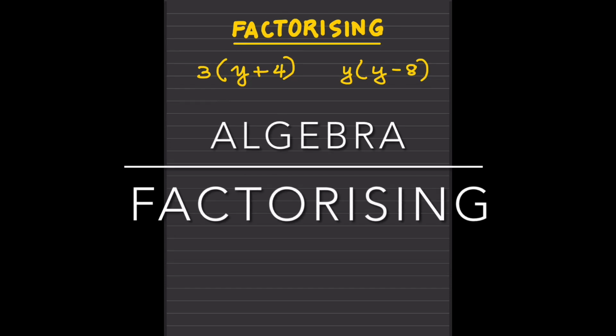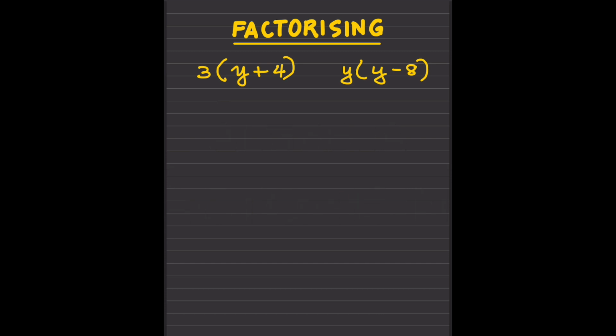Okay, this is a tutorial on how to factorize. So the first thing we learned was how to expand, and now factorizing is like the opposite of expanding. So what you see here are two expressions. Now remember, expressions don't have an equal sign, and you can just simplify it.